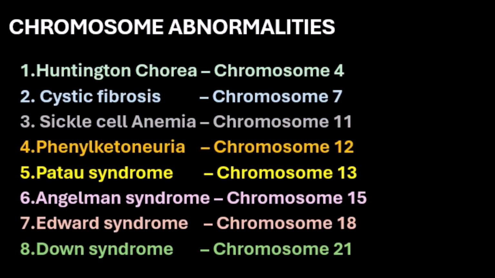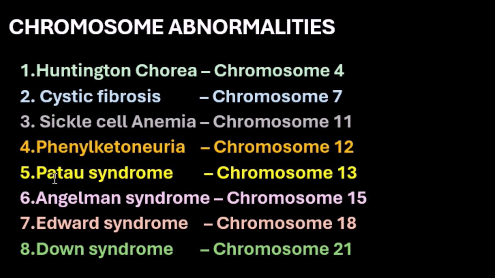Now let us see some chromosome abnormalities and the corresponding chromosome number. First one, Huntington chorea, chromosome number 4. Cystic fibrosis, chromosome 7. Sickle cell anemia, chromosome 11. This is in the order. You can see the order from small to top.